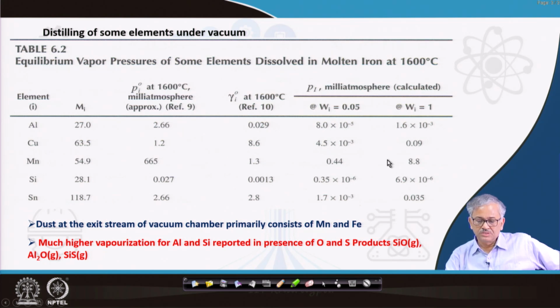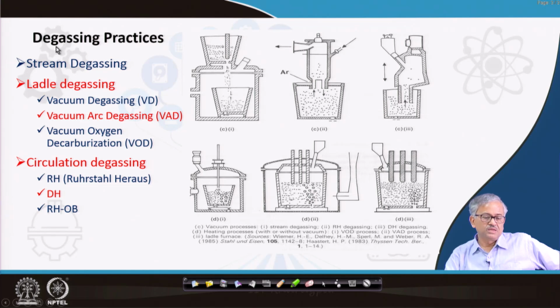Now there are different degassing practices. One is called stream degassing, where you allow the liquid steel to fall in the form of a stream in a vacuum chamber, and then it is poured into a ladle. This is a ladle at the top, and this is a vacuum chamber. So when the liquid is transferred from this ladle to this ladle, the liquid is exposed to the vacuum environment and the gas gets degassed. This is called stream degassing.